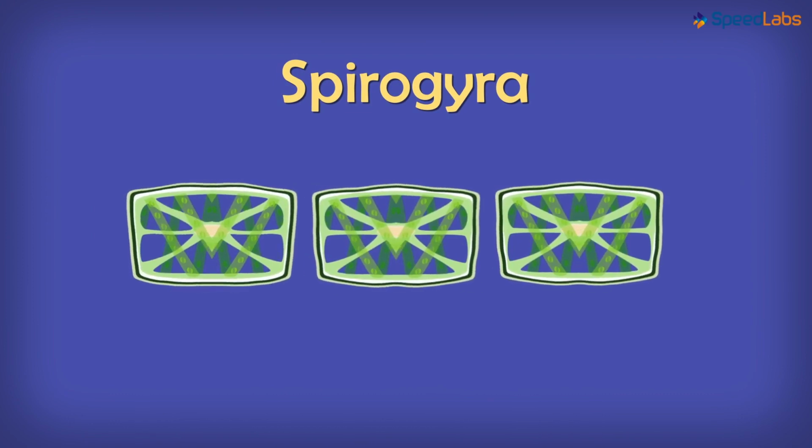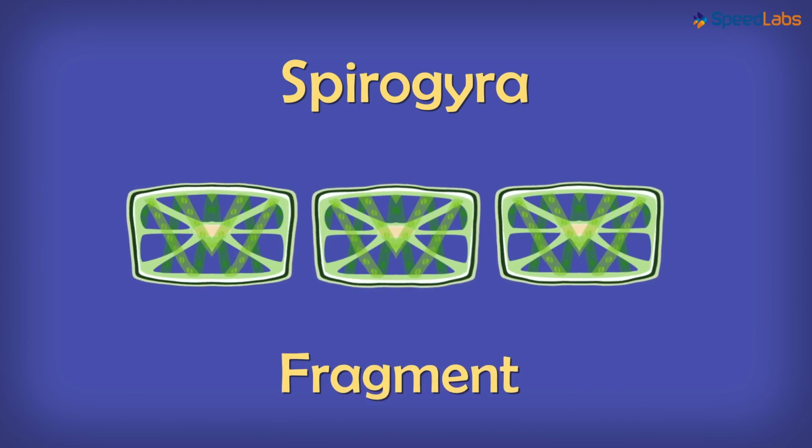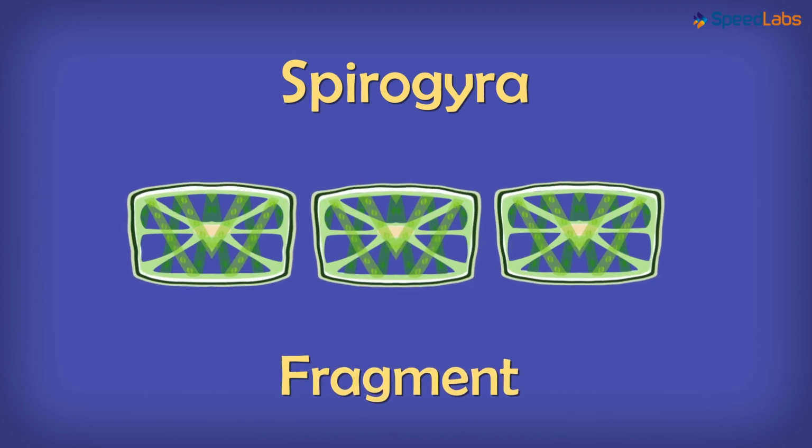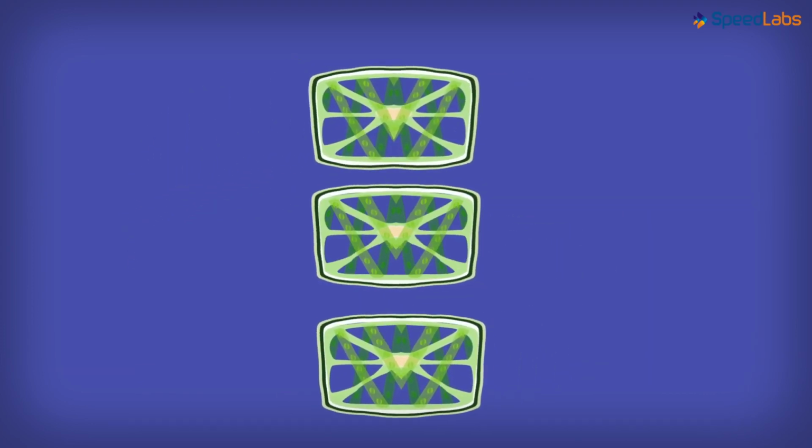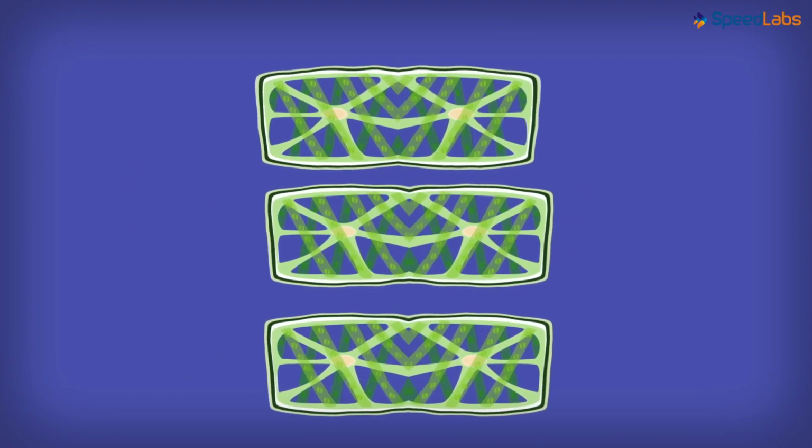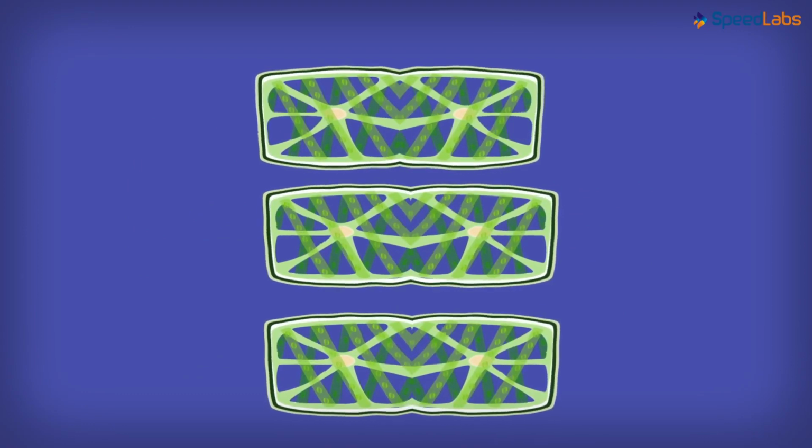Yes, you heard me right. The body of a Spirogyra can break into pieces. Does it die then? Surprisingly, it doesn't. Each piece of the Spirogyra is called a fragment. It would amaze you to know that each fragment after some time grows into a new Spirogyra. So one single Spirogyra multiplied to form several Spirogyras.